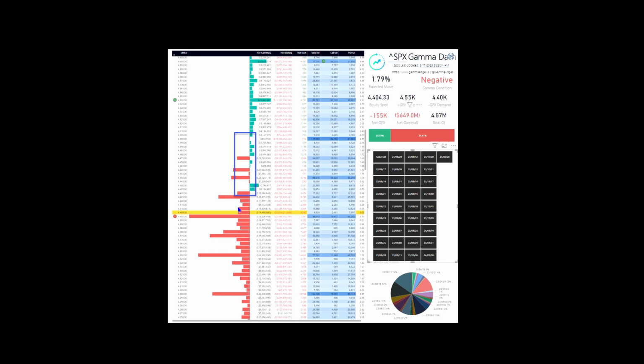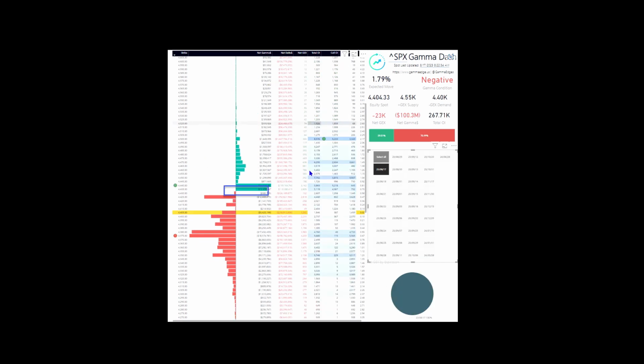Could see a push back up to 4,450, but this 4,400 really is the line in the sand. Below that, more weakness down to 4,375, which is a confluence on 0 DTE, and then 4,350 back to the downside. 0 DTE here we have 4,435 to 4,440 to the upside. We're noting 4,375 to 4,380 to the downside here.